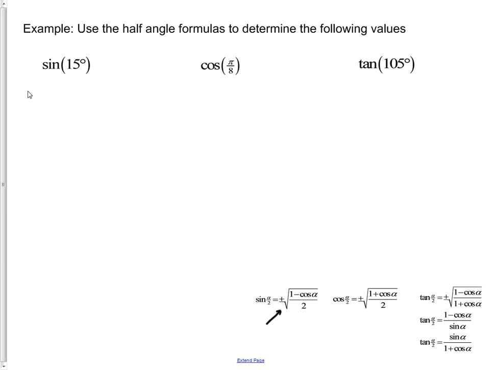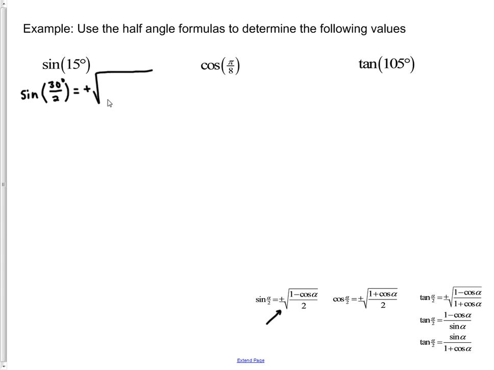So what is 15 degrees half of? Well, that's right, it's 30 degrees, right? So this is like saying, let's take the sine of 30 degrees over 2. What does our formula tell us? Well, number one, plus or minus, 15 degrees is in the first quadrant, so we're going to get a positive value in front of our radical.